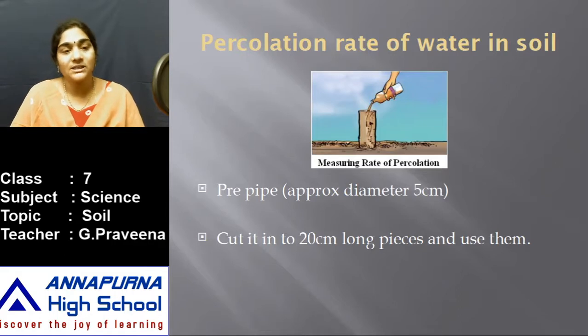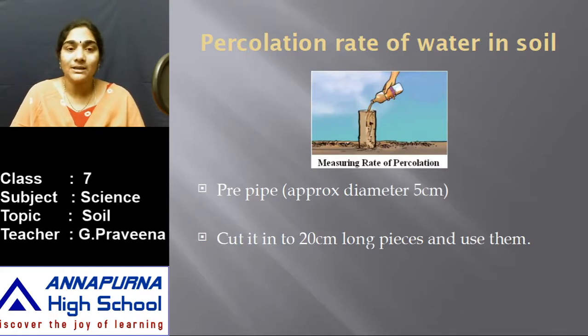For this, take a PVC pipe which is approximately 5 centimeters in diameter, and cut it into 20 centimeter long pieces. If PVC pipes are not available, you can even use a small tin and cut it at the base. If PVC pipes are available to you, cut them into 3 pieces 20 centimeters long, and make sure they are 5 centimeters in diameter.